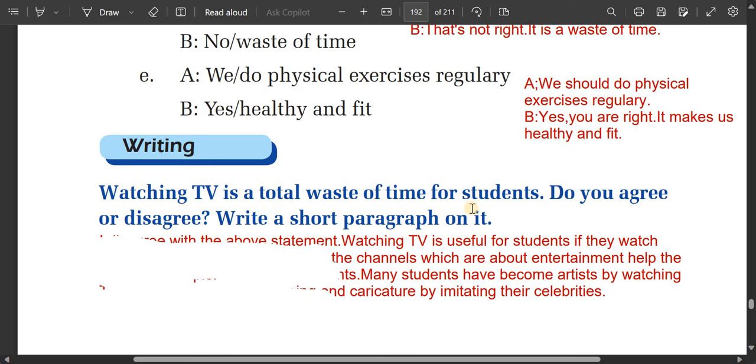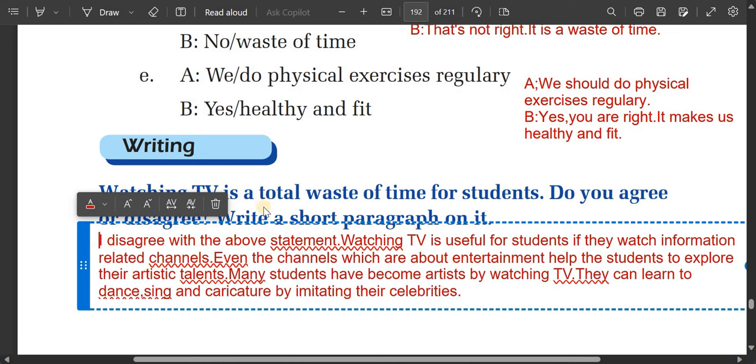Now, watching TV is a total waste of time for students. Do you agree or disagree? Write a short paragraph on it. No, it's not. I disagree with the above statement. Watching TV is useful for students if they watch information-related channels like Discovery channels; it's very important for them. Even entertainment channels help students explore their artistic talents. Many students have become artists by watching TV. They can learn to dance, sing, and caricature by imitating celebrities. So, you can write a similar paragraph.